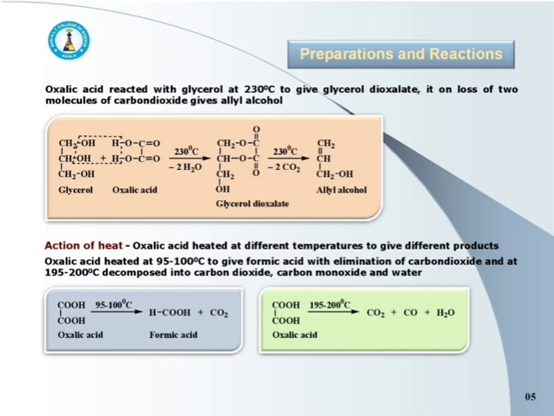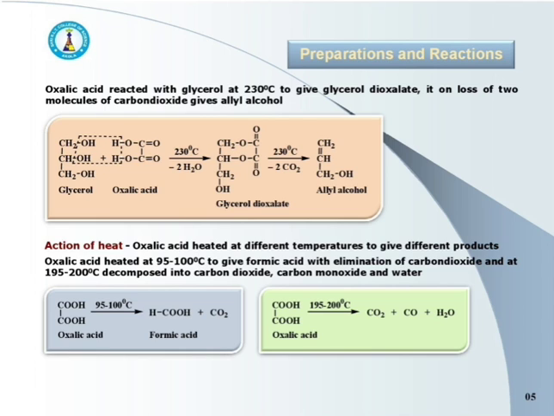See the reactions given here. At 95 to 100 degrees centigrade, oxalic acid simply releases CO2 and forms formic acid, but at 195 to 200 degrees centigrade, oxalic acid totally decomposes to produce CO2, CO and H2O.